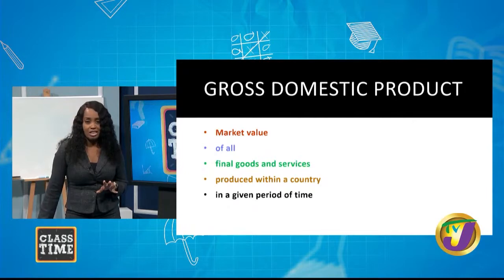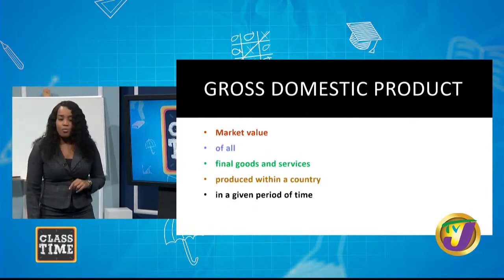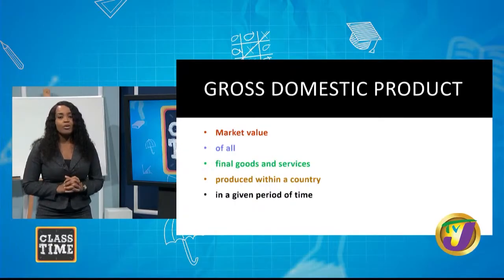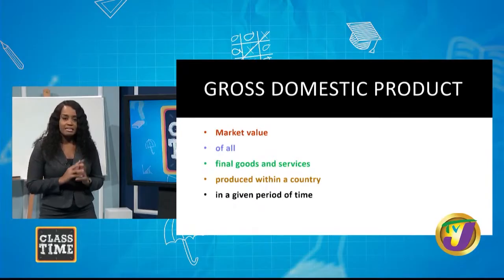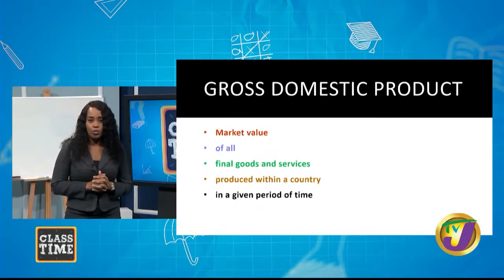Those are not included in GDP. And we also look at the term final goods and services, meaning we're not looking at intermediate goods, we're looking at final goods. And you'll hear the term intermediate or intermediary goods as you go along.